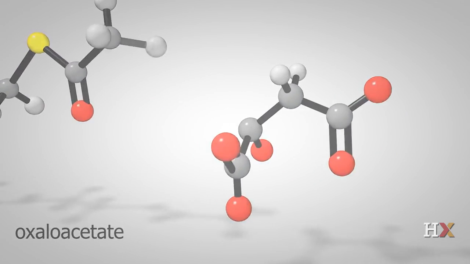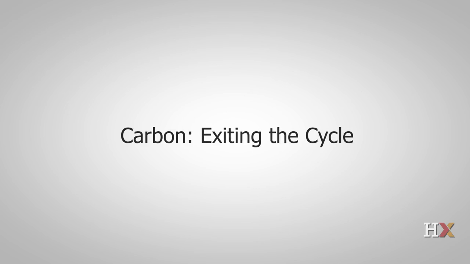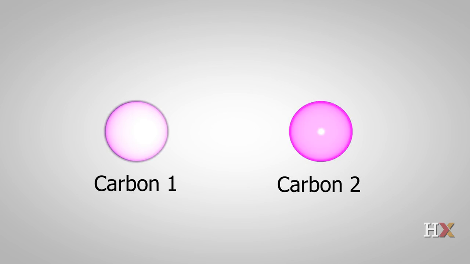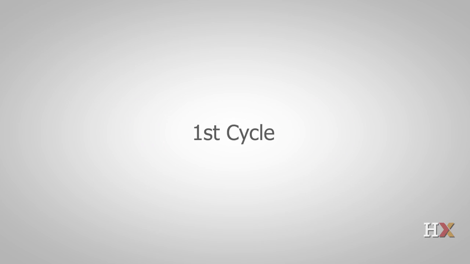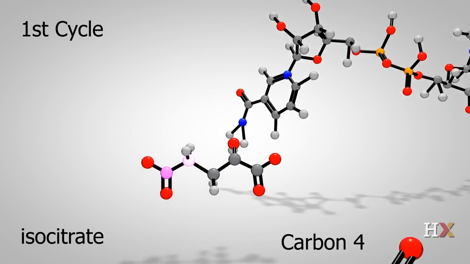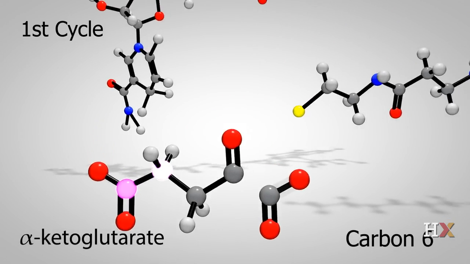The carbons that leave as CO2 are not the same carbons donated by the original acetyl coenzyme A. The terms 1 and 2 will be used to label the respective carbons of acetyl coenzyme A. Consider isocitrate, the reactant for the first oxidative decarboxylation. Here, it is the 4th carbon that is released. In the second decarboxylation, alpha-ketoglutarate releases the 6th carbon.